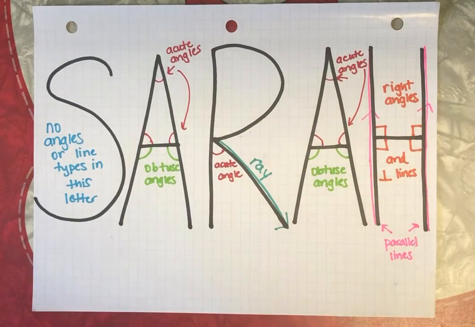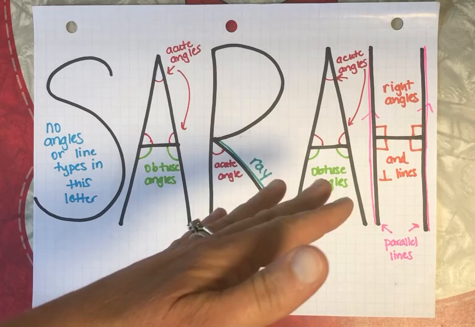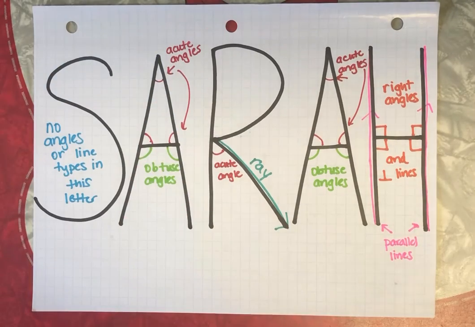And we're not going to do lowercase letters. We're only going to do capital letters. So just like I did, my first name is Sarah. I wrote it in dark black. And then I went through and I identified all the geometric terms that we have been learning about. And I labeled each of them. And so this is what I'm looking for from you guys.